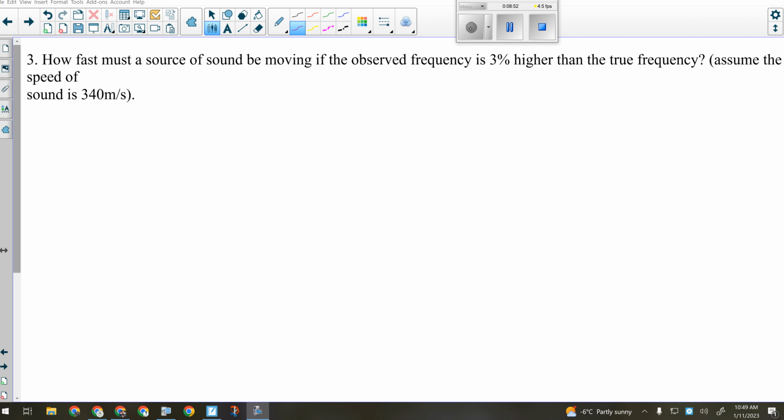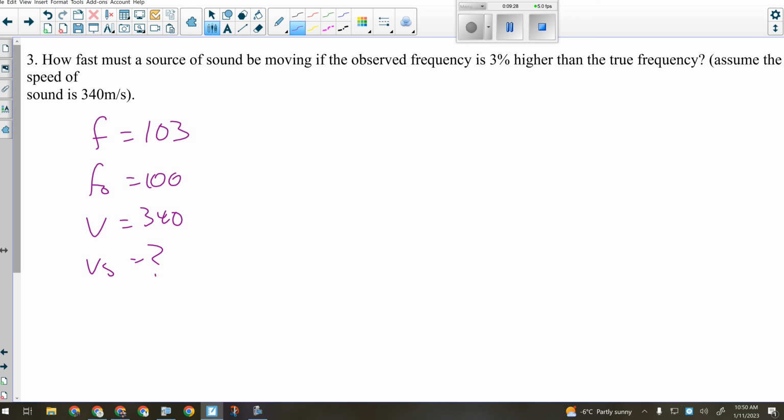It doesn't matter what the frequencies are, it just matters how much different they are from each other. So as long as I pick 2 numbers that are 3% different, I'm good. I'm going to pick F to be 103 and FO to be 100. Those are 3% different from each other. Then I can say that the speed of sound is 340 and look for the speed of the source. I could pick 200 and 206 or 300 and 309, any 2 numbers that are 3% different. That's just the easiest one to use because it's obviously 3%.